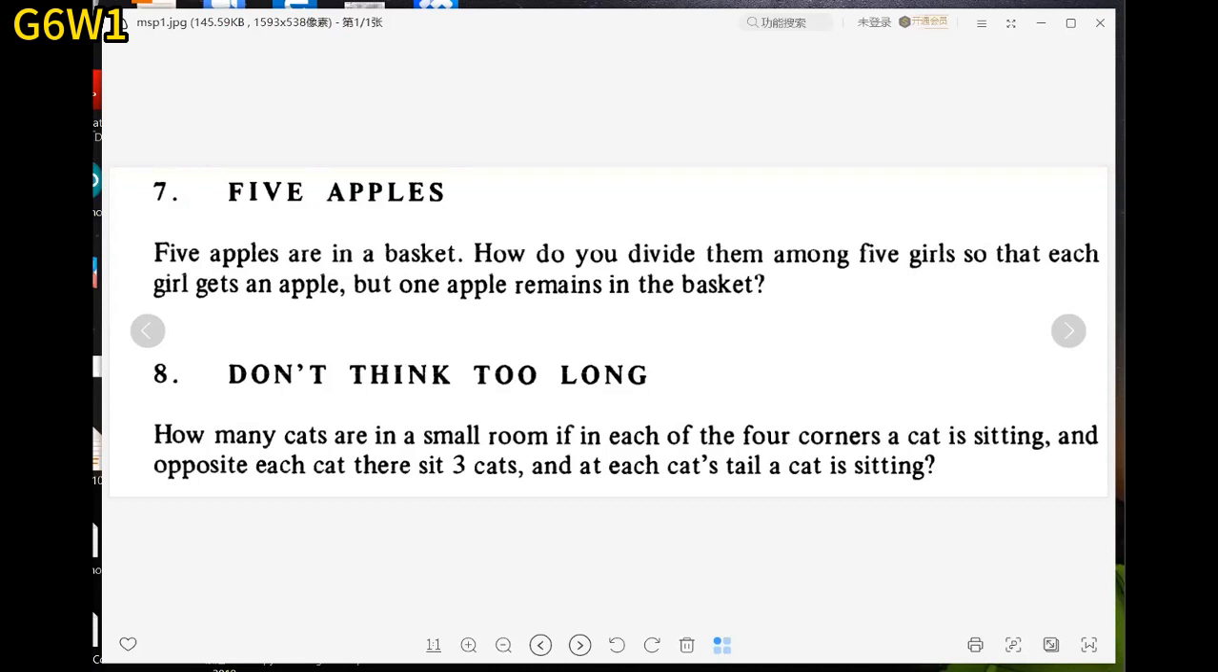All right, so we have one of them, which is called 5 apples. 5 apples are in a basket. How do you divide them among 5 girls so that each girl gets an apple, but 1 apple remains in the basket? So does anybody have any ideas on how to solve this supposed math problem? Does anybody have any ideas of the answer?